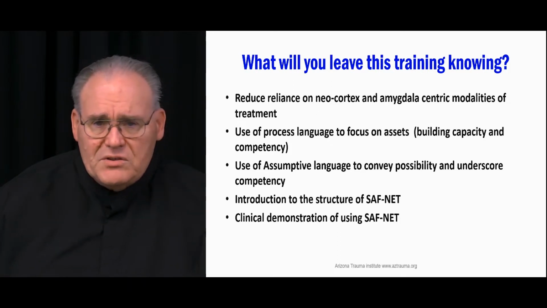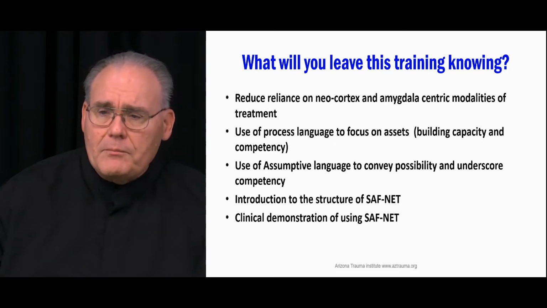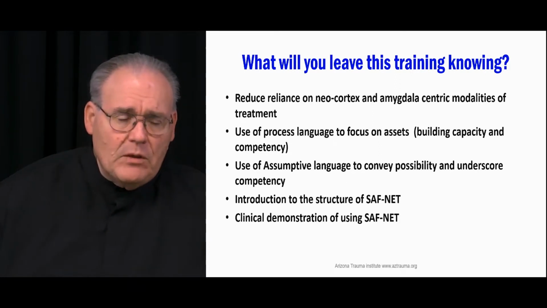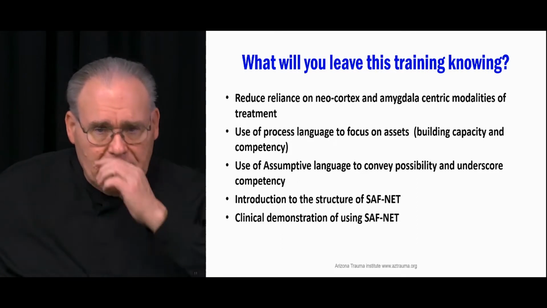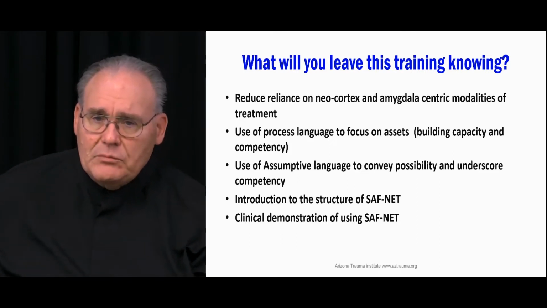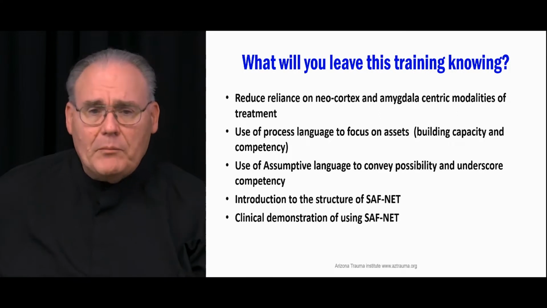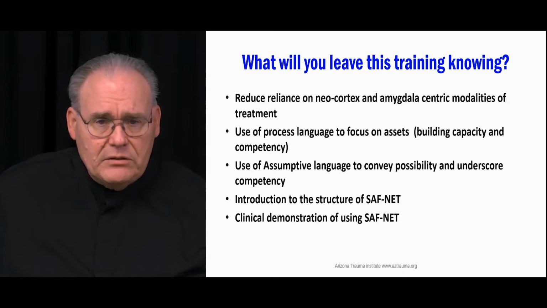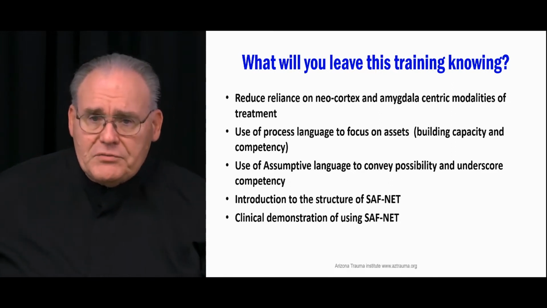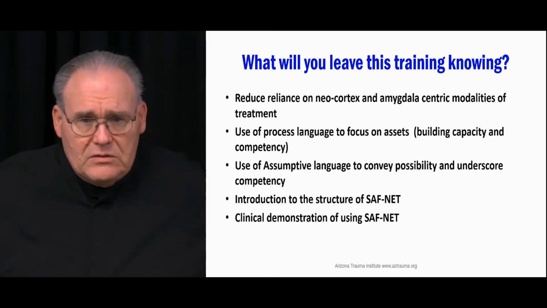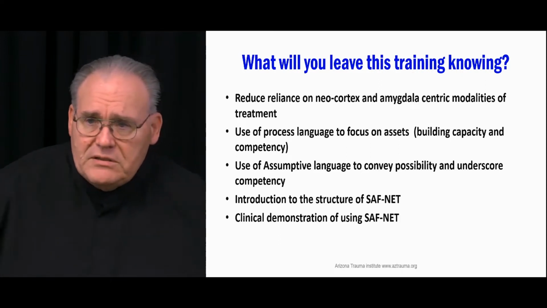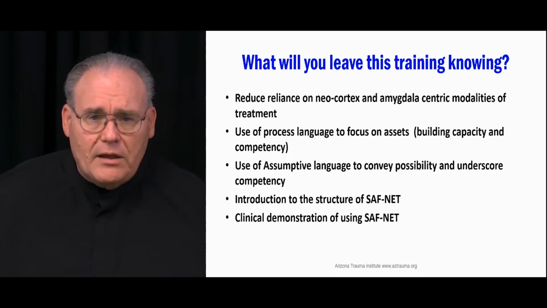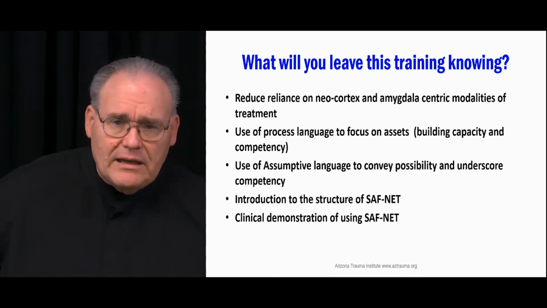We're going to talk about the use of language to focus on a person's assets, building capacity and competency. We're going to talk about the use of assumptive language to convey possibility and to underscore that competency. We are also going to introduce the structure of SafeNet to you, and then we're going to do a clinical demonstration using SafeNet. So it's a pretty ambitious training for us to take on, and I hope it's something that really speaks to you as we go through this.